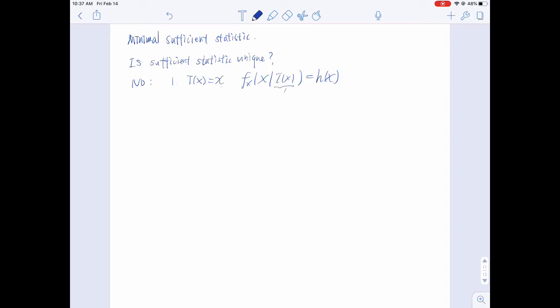Another trivial example we can come up with: for any sufficient statistic T(x), its one-to-one function Q(T(x)) is also a sufficient statistic for theta. Intuitively, any sufficient statistic contains all the information about the parameter theta, and a one-to-one function of a sufficient statistic will not remove any useful information about theta. That's why we say Q(T(x)) is also a sufficient statistic.